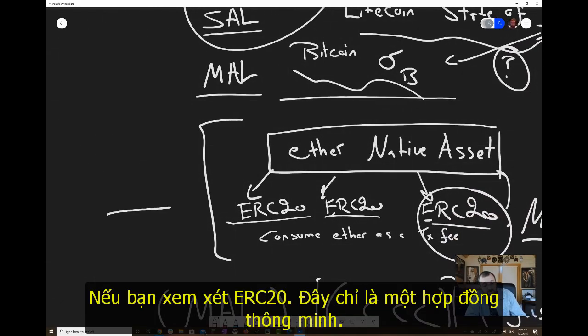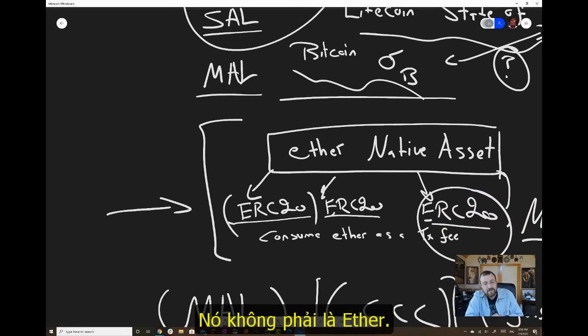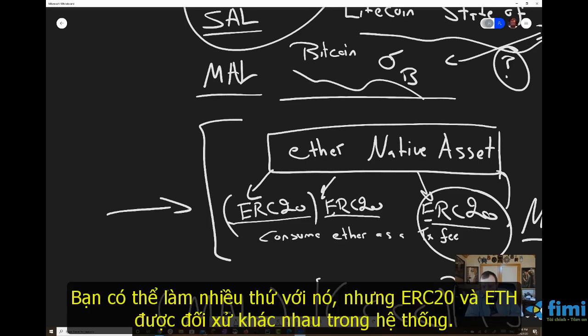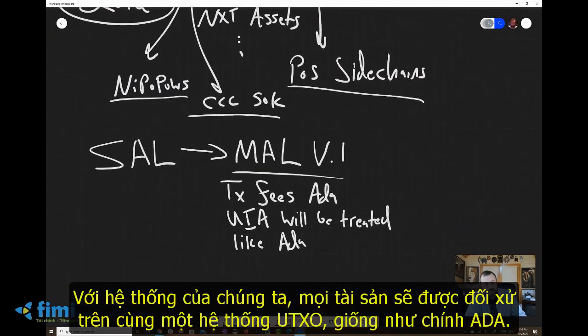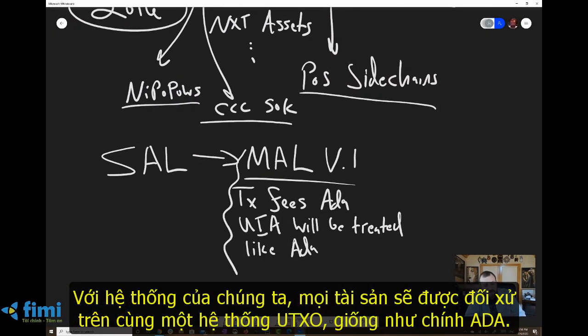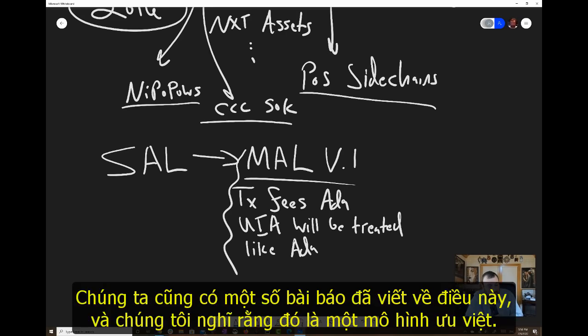So if you go to ERC20, this is a smart contract. It's not Ether. It's different. You can do lots of things the same way, but it is treated differently in the system. With our system, we basically say, hey, your asset is going to be accounted for and treated using the same UTXO system as ADA itself does. So the system doesn't differentiate the two. And we have some beautiful papers we've written on this, and we think it's a superior model.